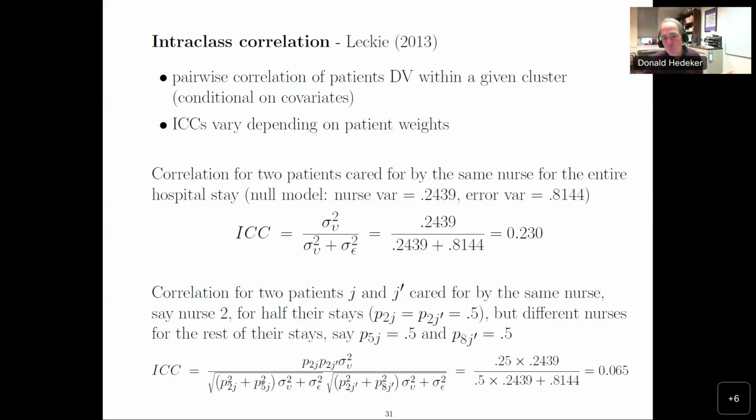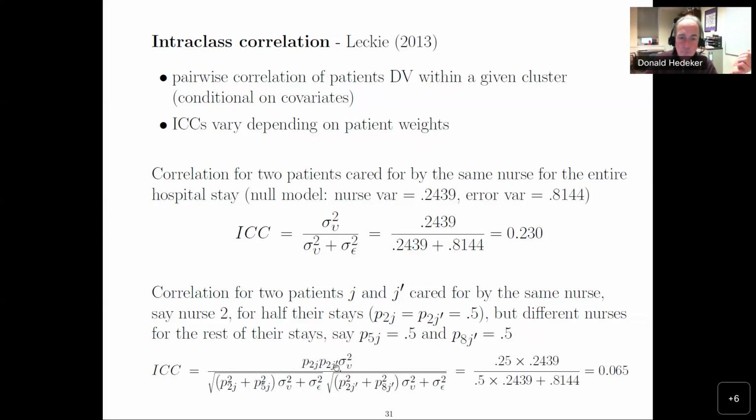Now let's say we've got two patients that were cared for by the same nurse, say nurse 2, for half of their stays, but then different nurses for the other half. Okay? So for example, for the one, say they were seen by nurse 5, and then for the other person here, say they were seen by nurse 8. Okay? So then the ICC calculation is down below here.